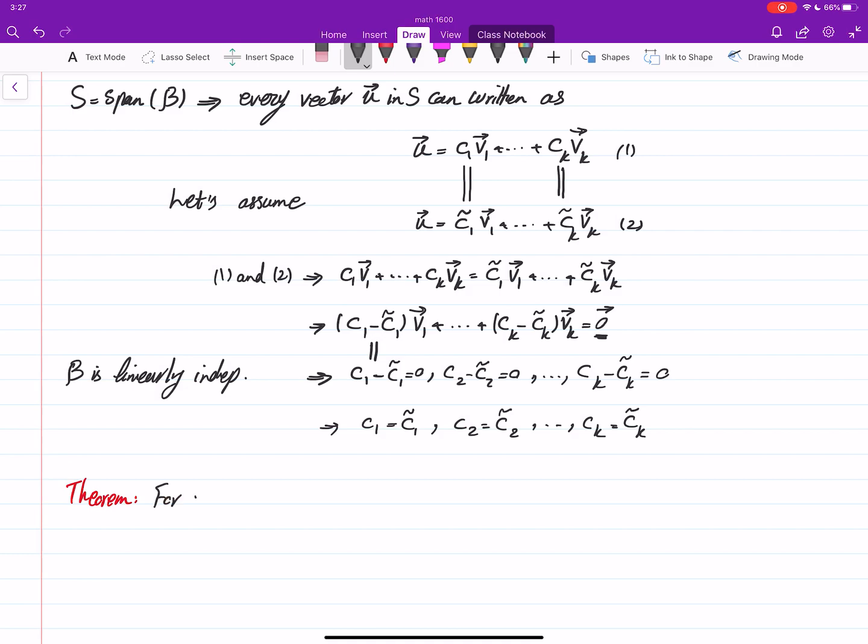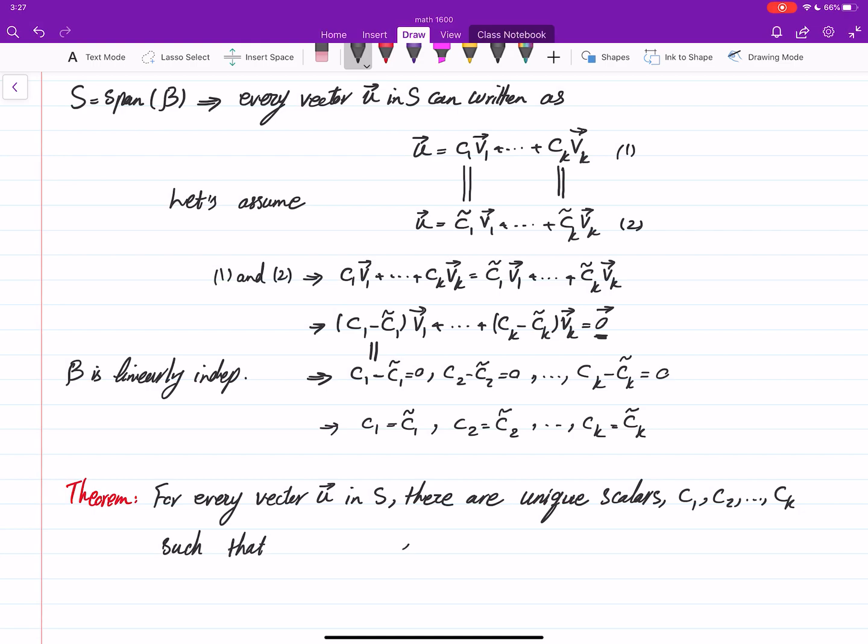For every vector u in S, there are unique scalars c1, c2 up to ck. These are scalars, not vectors, such that u is a linear combination of v1 up to vk with the coefficients c1 up to ck.